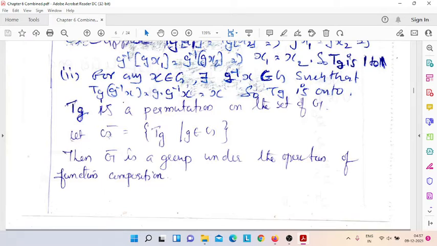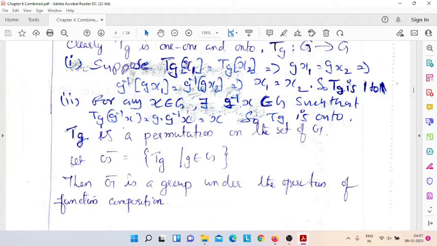Let us take G bar equal to Tg such that g is an element of G. At the time of defining the function Tg from G to G, we fixed the element g, but now it is allowed to vary, because there are as many possibilities for defining a function like Tg as there are elements in G. We consider all those functions obtained by allowing g to vary, include them in a set, and denote it by G bar. So G bar equals Tg such that g is an element of G.